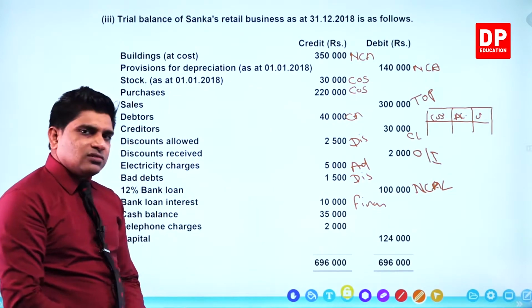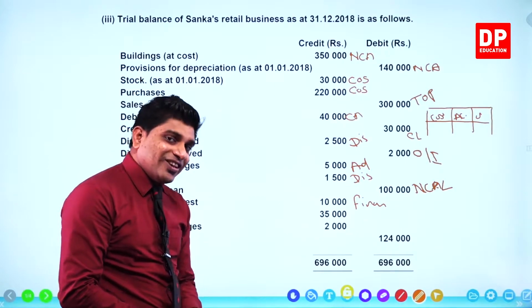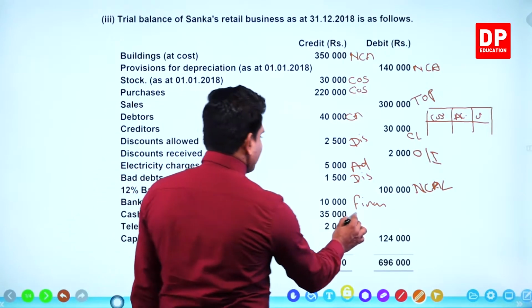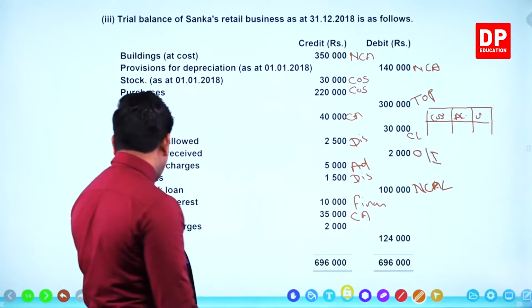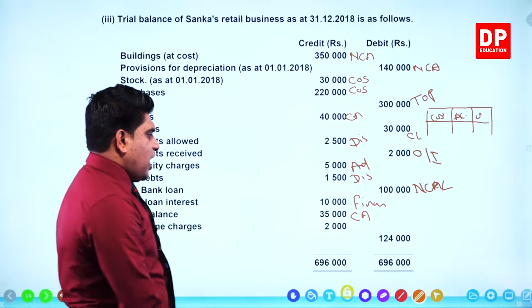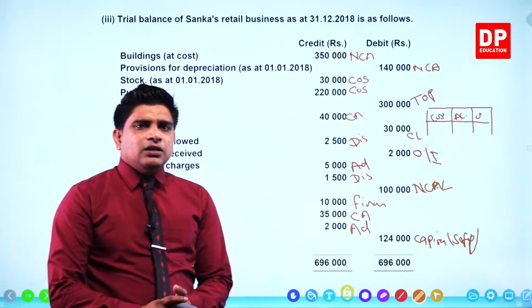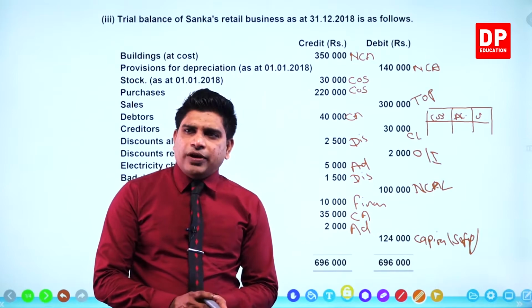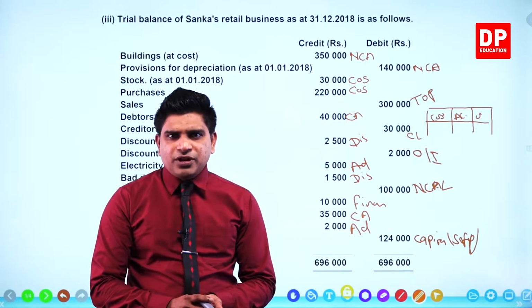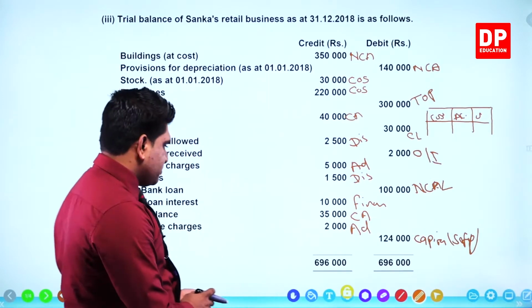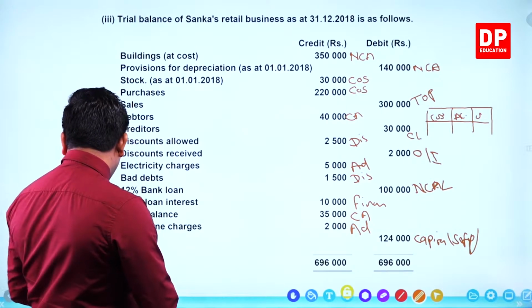Then cash balance, available money, current assets. Then telephone charges, administration. Capital is capital, it goes to the statement of financial position. That is the way. Then this is the trial balance. After that, they have provided us additional information. Now we move to the additional information.